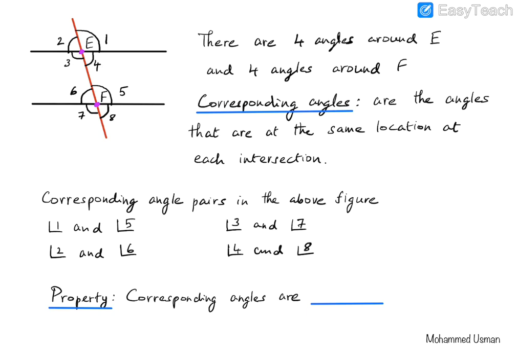So there are four pairs of corresponding angles: angles 1 and 5, angles 2 and 6, angles 3 and 7, and angles 4 and 8. These are called corresponding angles because they lie at the same location at each of the intersection points. Okay, now there is a property regarding corresponding angles, and what is that? The property is that the corresponding angles are always equal. So we need to remember this: corresponding angles are equal.